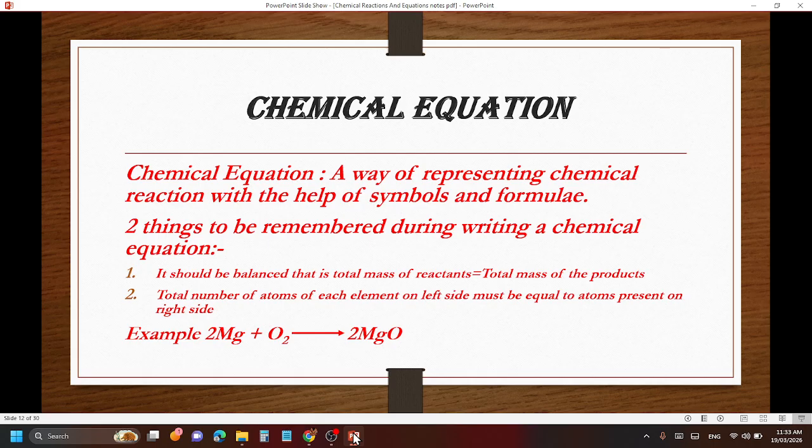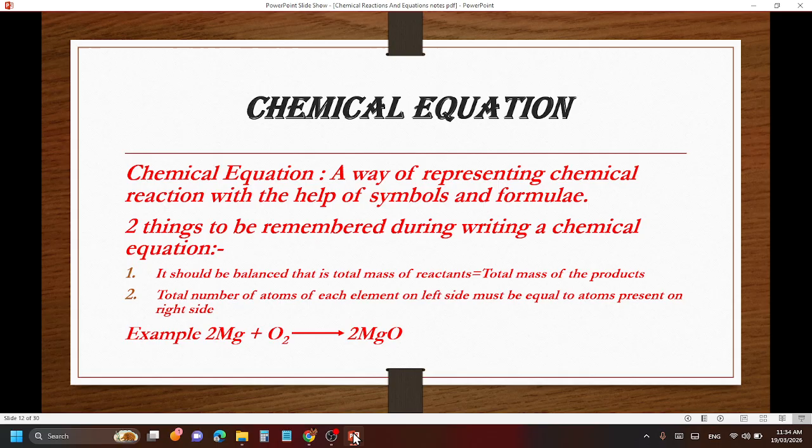Basically it's simple, you don't need to beat around the bush whenever they ask for the explanation. Simply write: the way of representing a chemical reaction with the help of symbols and formulae. Using symbols and formulae, the representation of a chemical reaction is called a chemical equation.